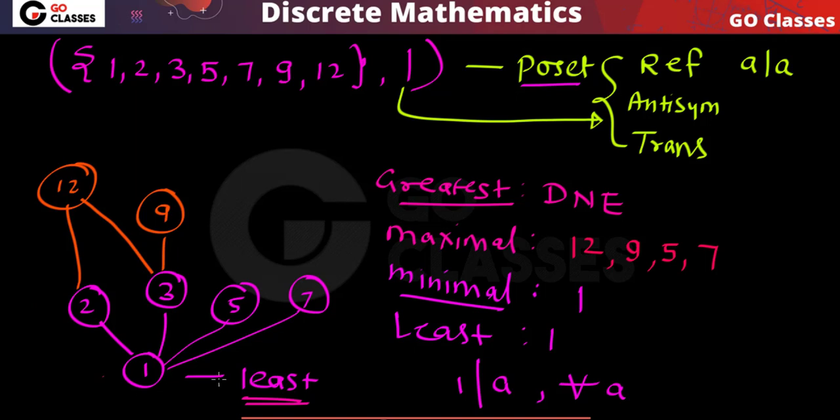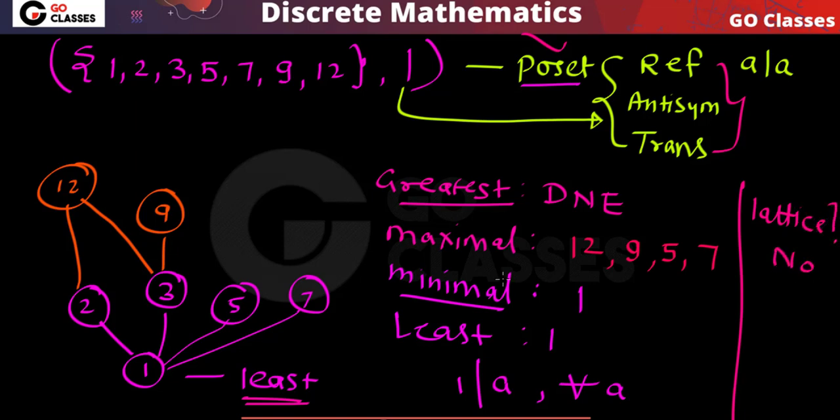Now think about it. Is this a lattice? We know that this is a poset because these three properties are satisfied. Now tell me, can I say this is a lattice? No, this is definitely not a lattice. The answer is no.